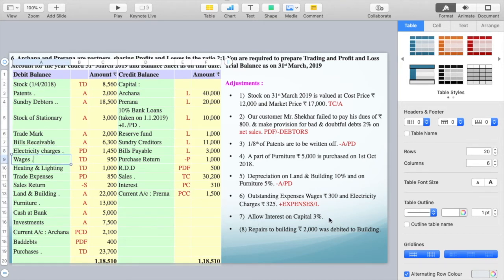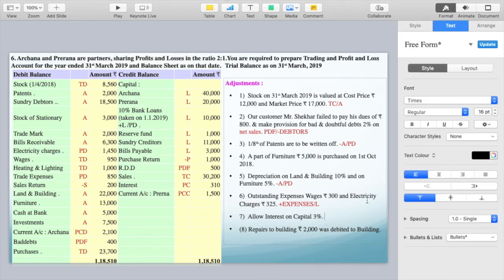Then allow interest on capital at the rate 3%. We are supposed to calculate the interest value on capital only. Okay, but the effect will now go to current account. So whatever the effects we were used to give in the capital account, now we will give it in the current account. Okay, so what will be the effect of the same? Profit and loss account debit side and partner's current account credit side. Okay, so see, only the name of the account is changing over here, nothing else. Okay, instead of capital you now always have to say the current account. That's all. No need to tick mark over here.